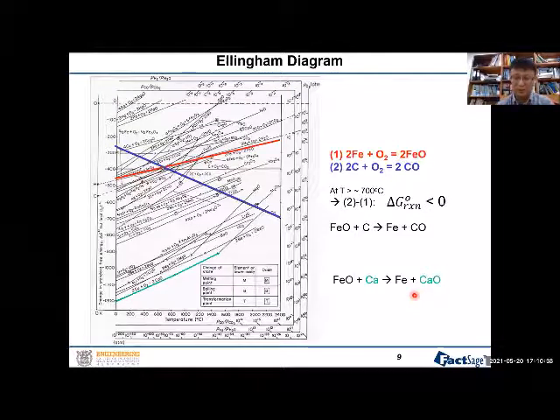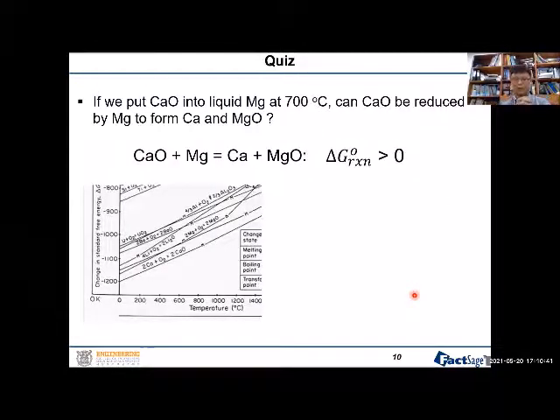Okay, so it looks very easy. Now let me ask you one quiz here. According to the Ellingham diagram, here we have the calcium oxide line, and the magnesium oxide line is here. Can you see these two lines? My question is like this. If we put the calcium oxide into liquid magnesium at 700 degrees Celsius, at this point, can calcium oxide be reduced to make calcium metal, and magnesium become magnesium oxide, or not? This is my question.